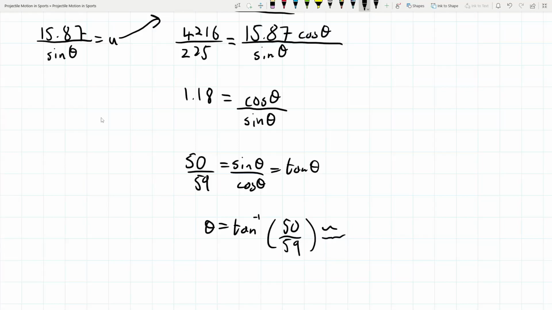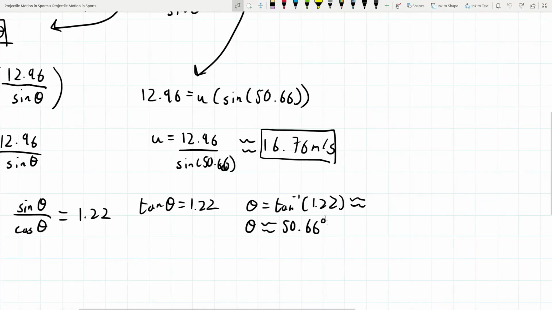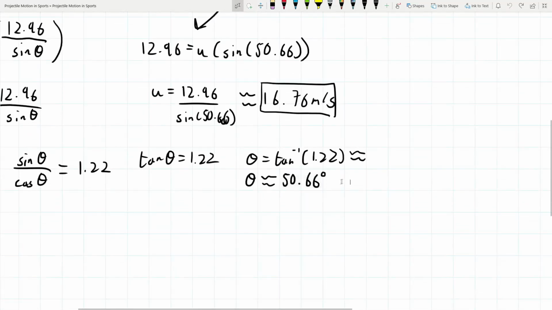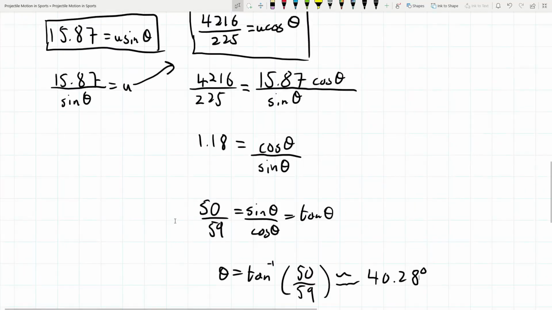So we find that the angle he threw it at now is 40.28 degrees. But interestingly enough, when we calculated it the first time, we got 50.66, so that's a 10-degree difference when we took the drag into account. Now that we know this, we can find out what u is.